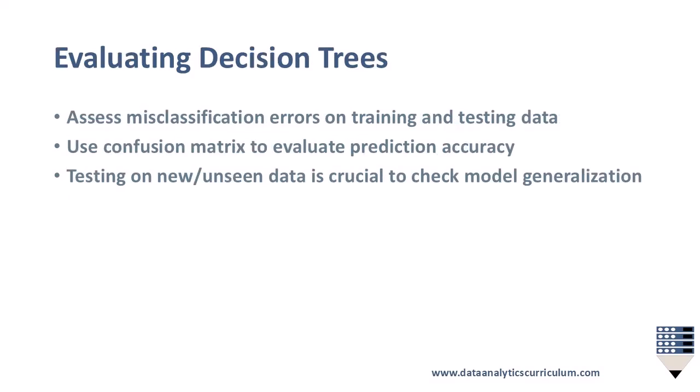Evaluating decision trees. Once we build a decision tree, we need to test how well it performs. We do this by comparing its predictions to the actual labels using a confusion matrix. That shows how many cases were correctly and incorrectly classified. It's also important to test the model on new or unseen data to make sure it generalizes well. If performance drops sharply on new data, that's another sign of overfitting.